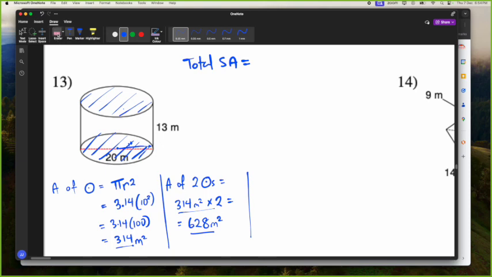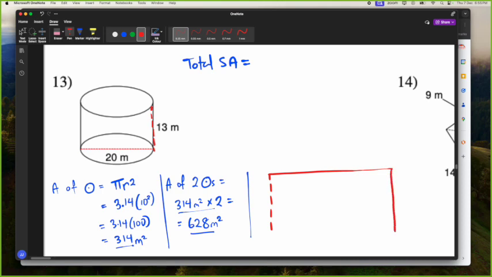Now we have to find the area of this side here that goes all the way around. And what we were saying is that if we were to cut it down and then spread it out, what we get is a rectangle.